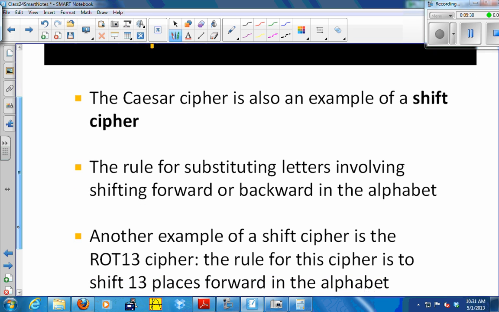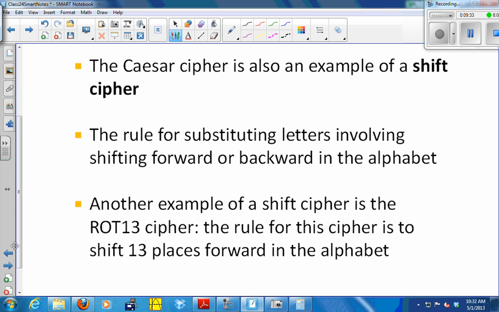So one particular kind of substitution cipher is a shift cipher. And the Caesar cipher is an example of a shift cipher. Everything shifts 3 to the right. But there's nothing special about 3. That's just the number of letters that Caesar chose to use. You could use 4 or 5 or 13. So the rule for substituting letters involves shifting forwards or backwards in the alphabet. One commonly well-known shift cipher is the rot 13 cipher, which shifts 13 places forward in the alphabet.